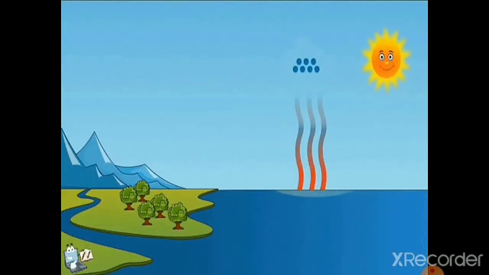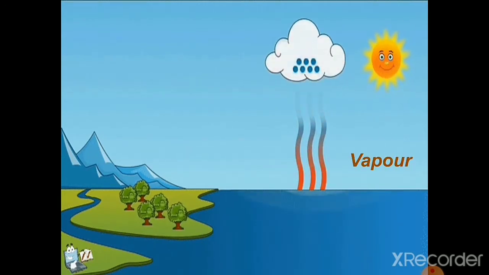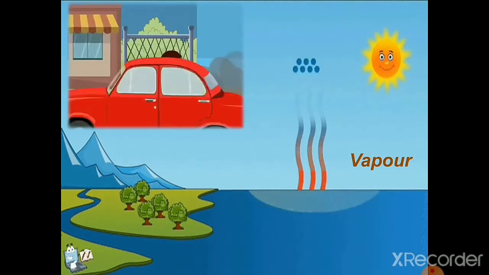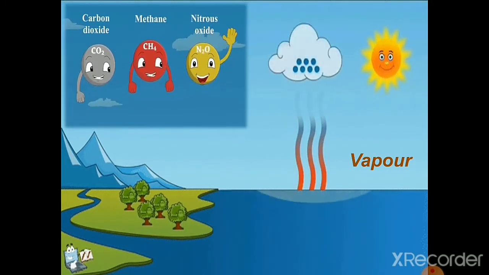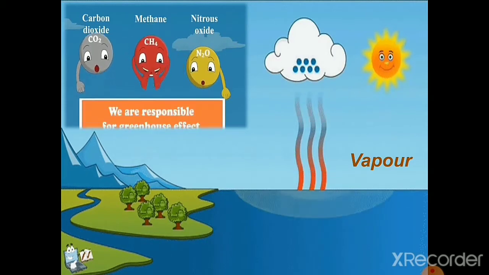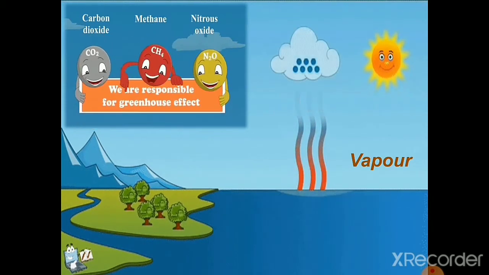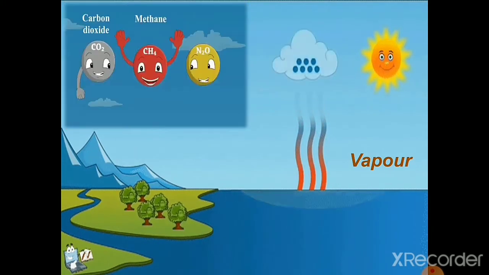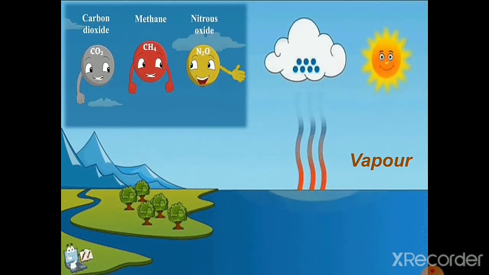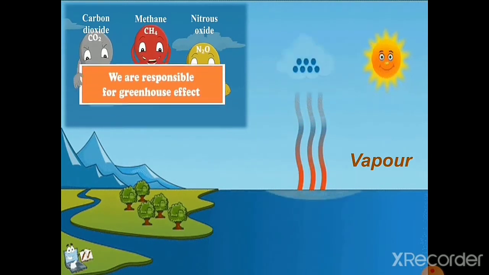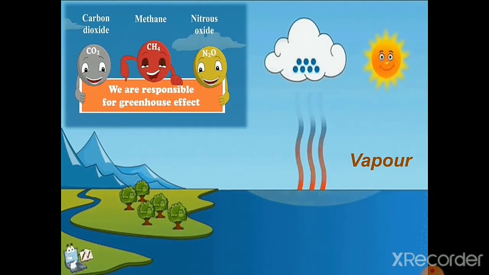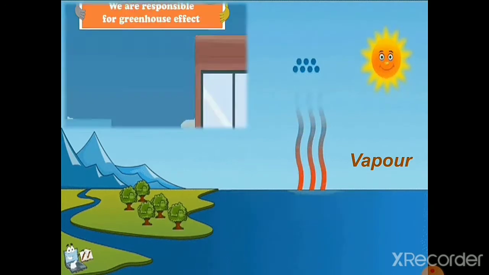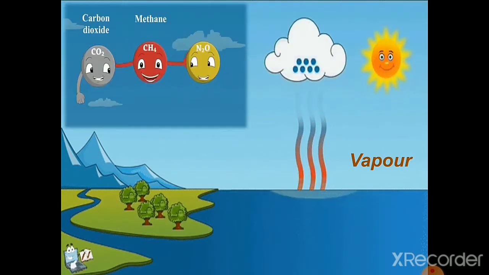Now next one is, what does air contain? Air is a mixture of gases, water vapor, etc. Do you know, kids? In the air, water vapor is always present, and these three gases are also present: carbon dioxide, methane and nitrogen oxide. Okay.